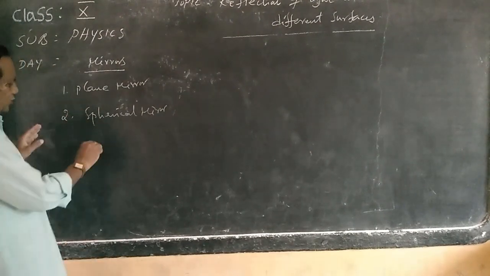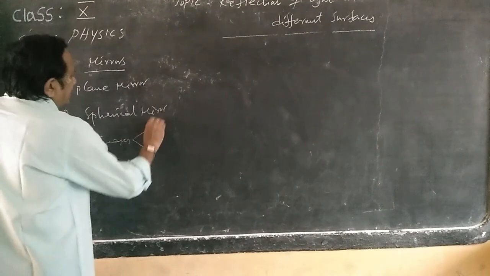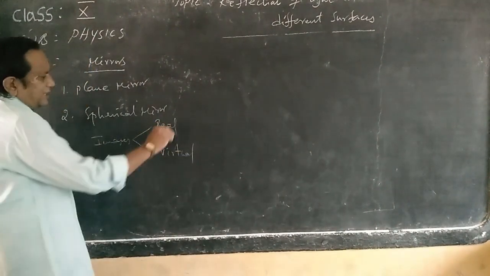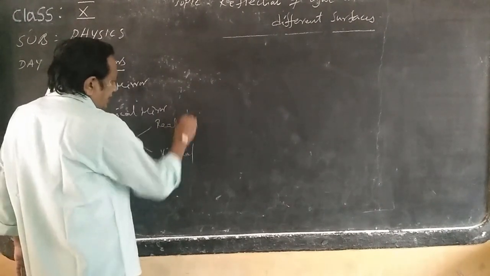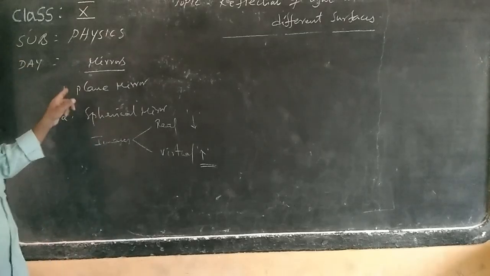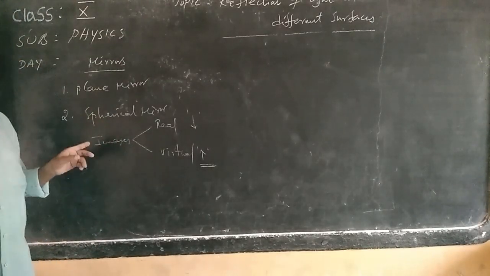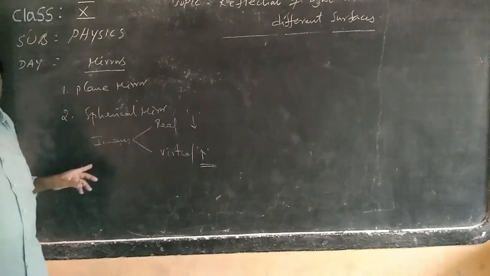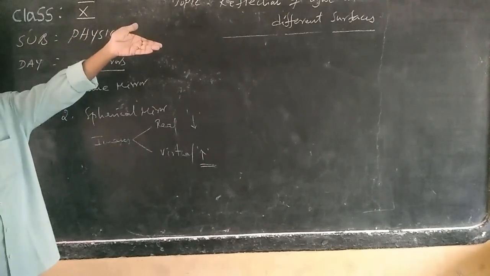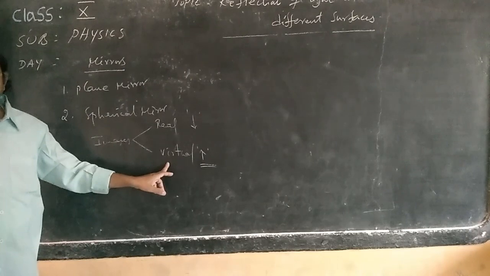Images are of two types: real image and virtual image. A real image is always inverted. Remember that. A virtual image is always erect. In a plain mirror, we observe virtual images of the same size. Remember that, same size. Whatever height you are, that only appears in the mirror. That's why in plain mirrors, virtual images are formed.